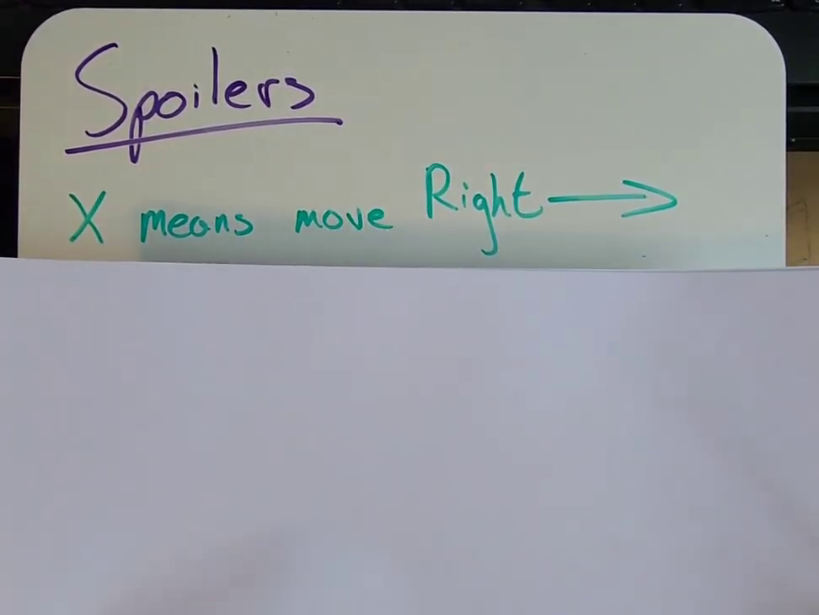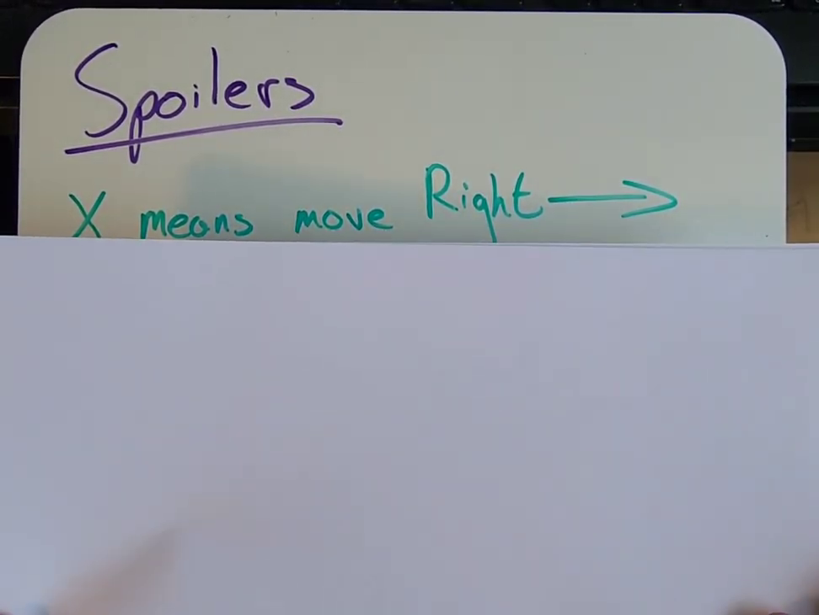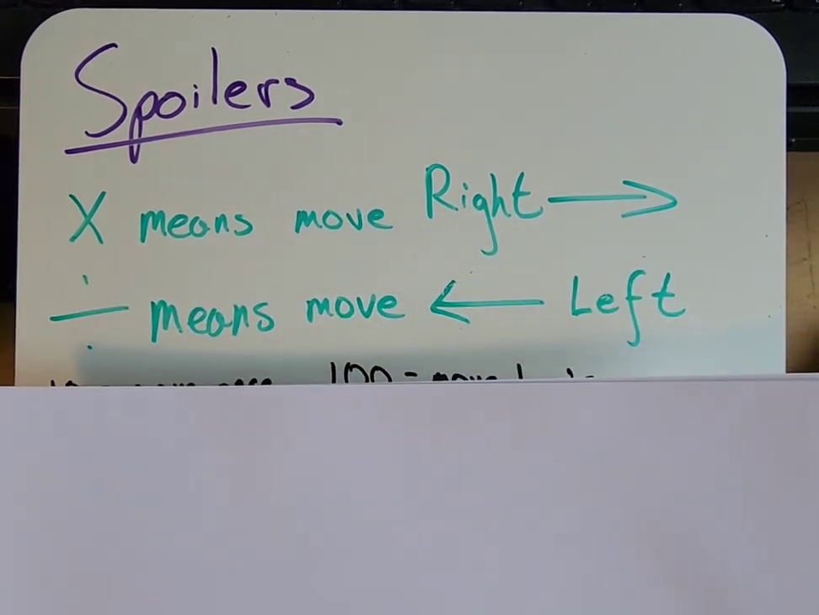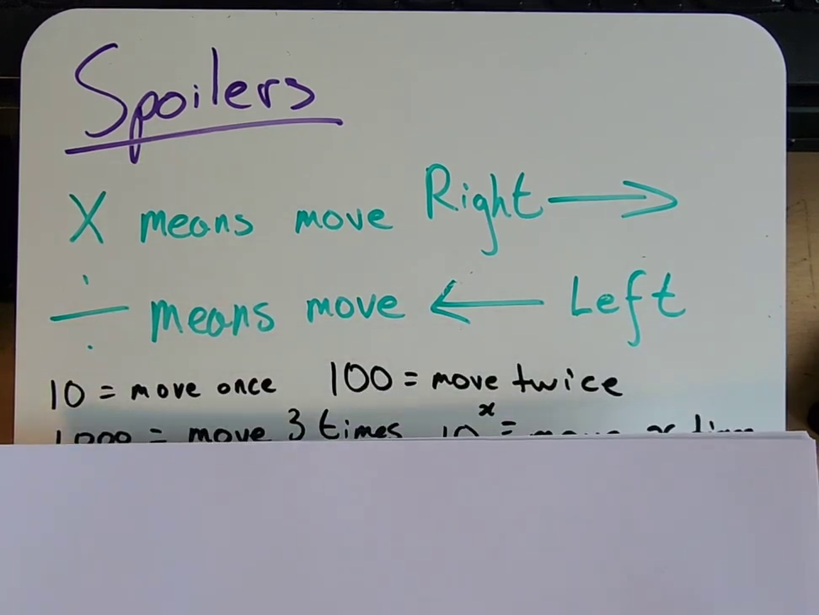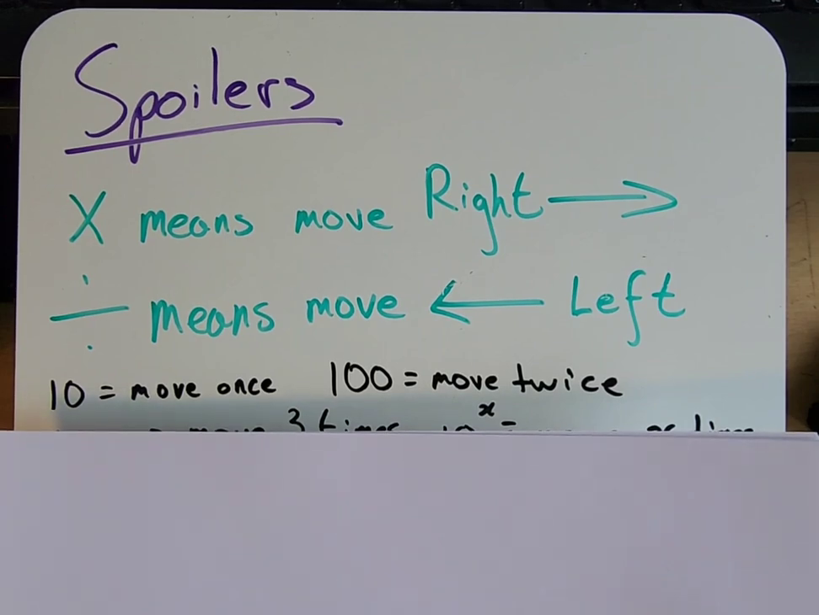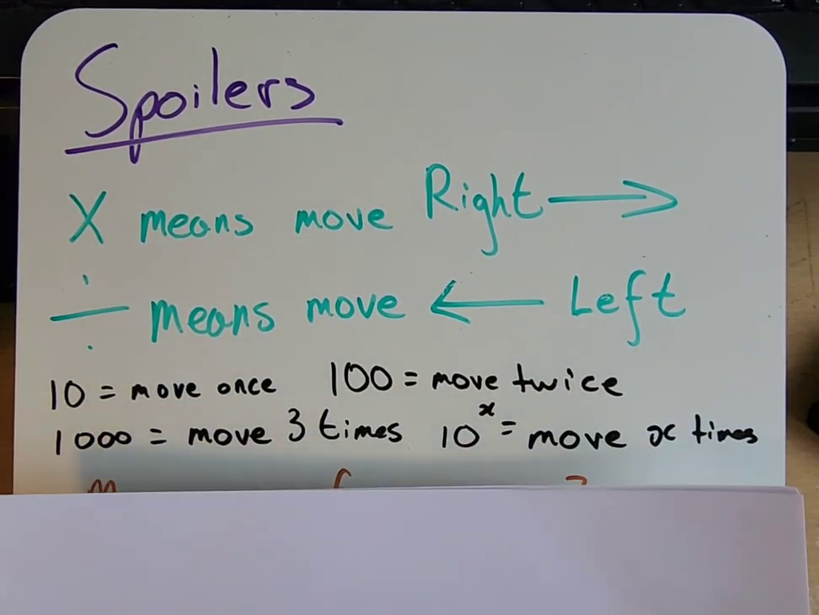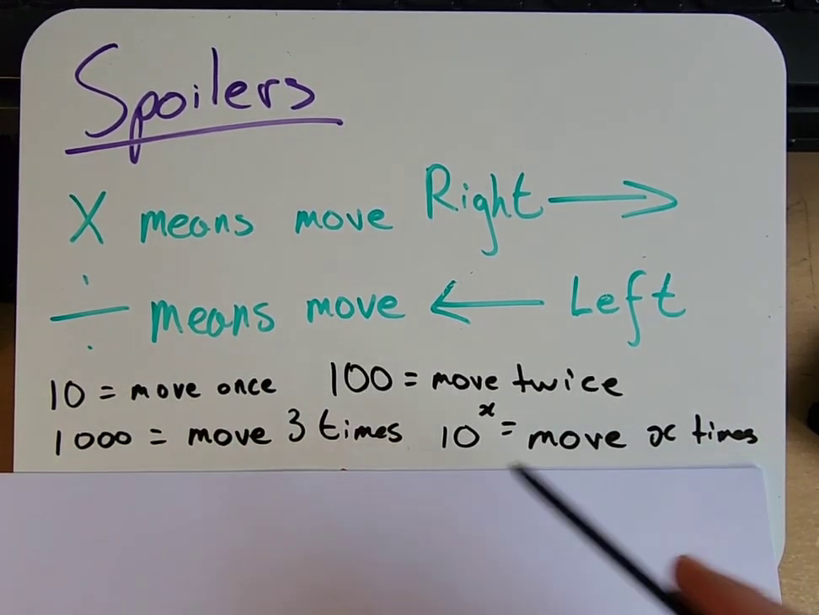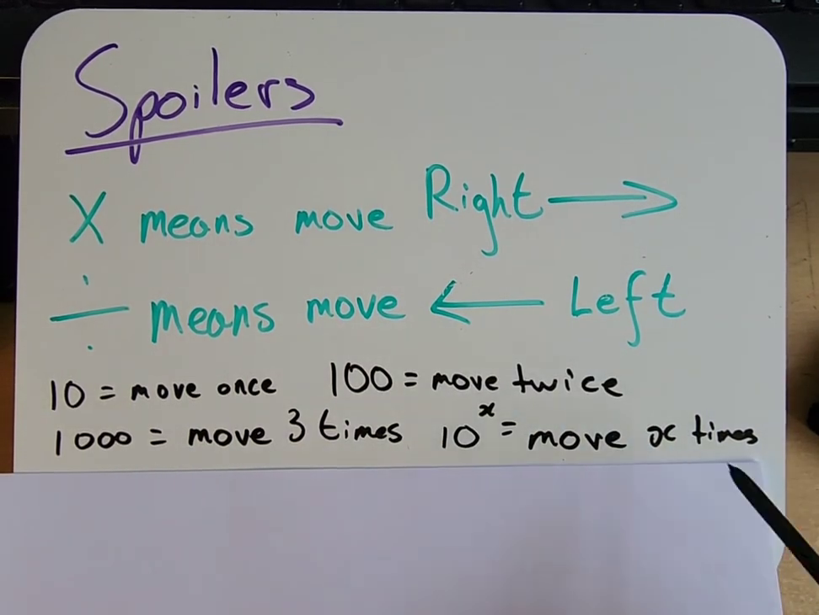If you're multiplying, you want to move your decimal to the right-hand side. That will make your number bigger. If you want to divide, you will move your decimal to the left-hand side. That will make your number smaller. If you're timesing or dividing by 10, you move once. By 100, you move twice. By 1000, you move 3 times. Basically, if you're timesing or dividing by 10 to the power of x, you move x times.